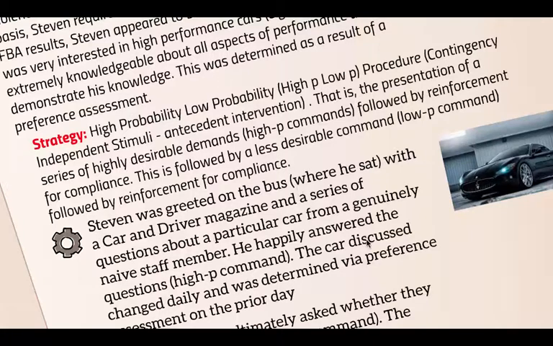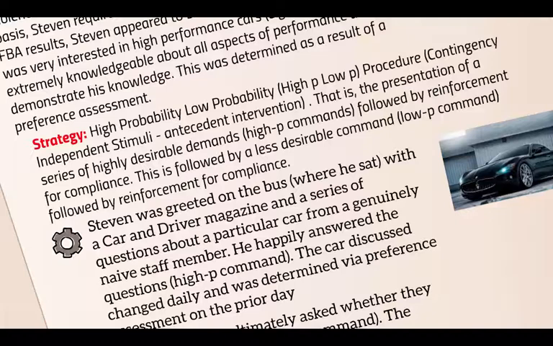So the strategy that we used is what's referred to as a high probability, low probability procedure, also referred to as high P, low P procedure. And this is a contingency independent stimuli and antecedent intervention. So this is different from manipulating discriminative stimuli or working with SDs. Here we're more interested in working with motivating operations. So once again, contingency independent stimuli. That's the approach that we're taking.